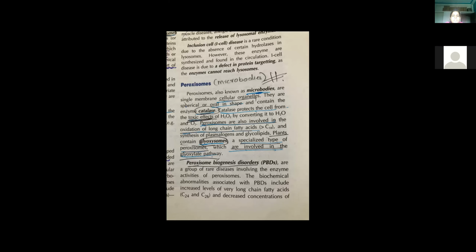See, what are peroxisomes? Generally we find peroxisomes inside the cells. What you have been drawing since your childhood, peroxisomes. Generally, we see them inside the cytoplasm. They are spherical or oval in shape. Inside the peroxisomes, we have enzymes like catalases. Catalases protect the cells from the toxic effects of hydrogen peroxide. That means oxidation is prevented.